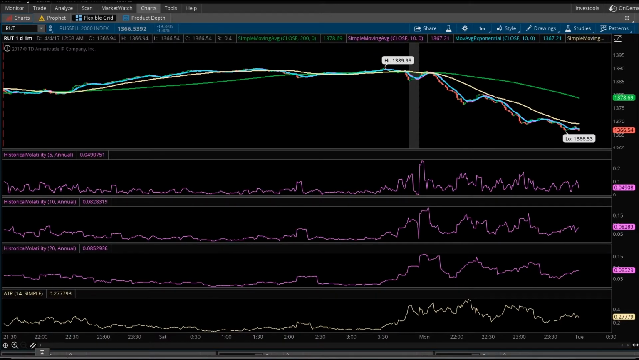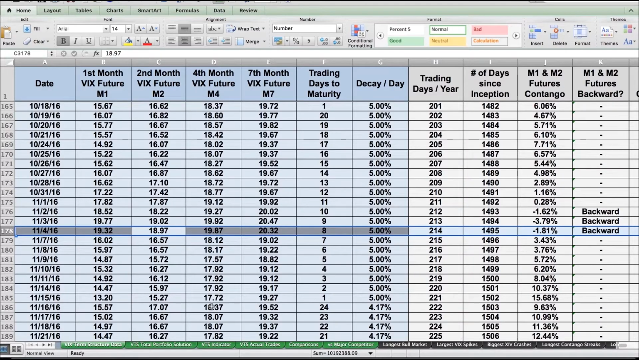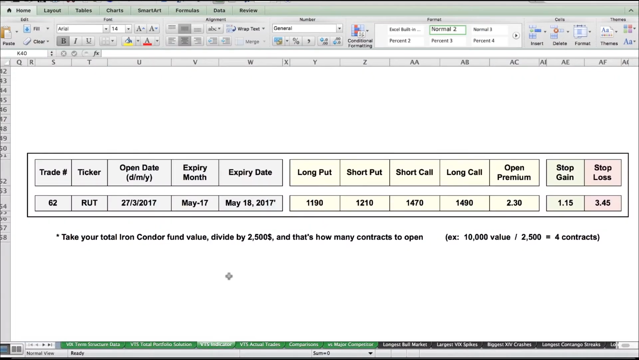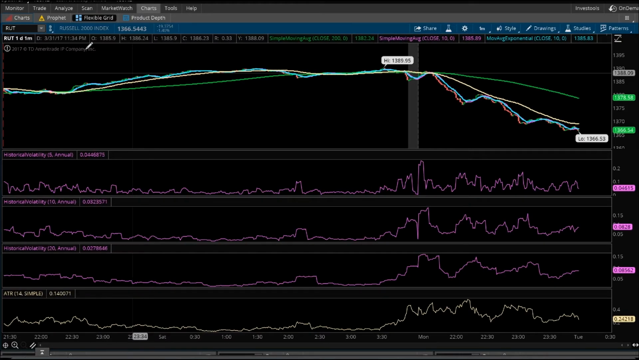But today I want to talk about the basic anatomy of an iron condor, and for that I'm going to use the live trade that we opened in the VTS Iron Condor strategy last Monday. So the trade we opened 7 days ago looks like this. This is all the information. We did the Russell 2000, a May expiry. These are all the strike prices, and then the premium we pulled in was $2.30. So that's the trade right here.